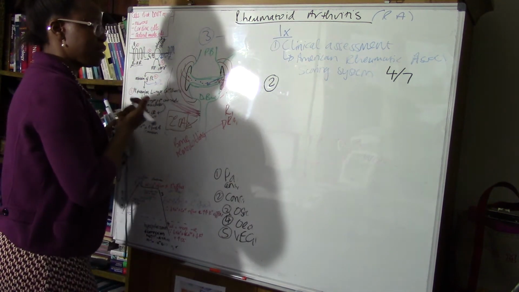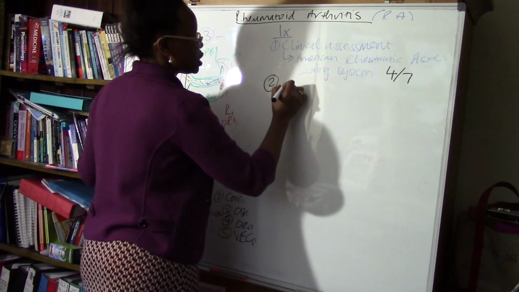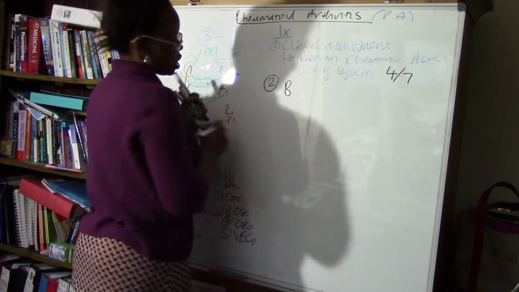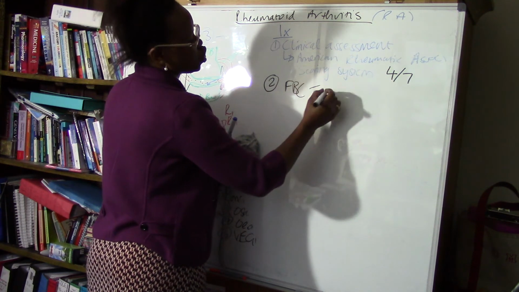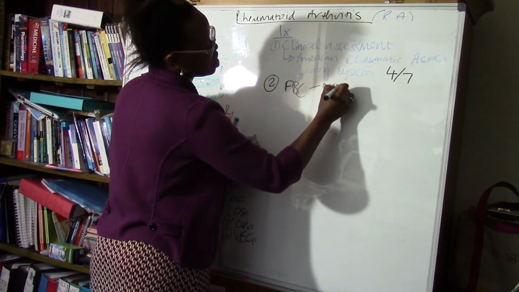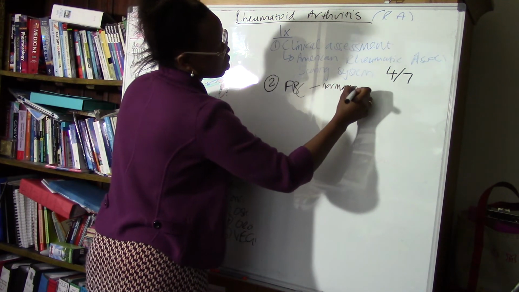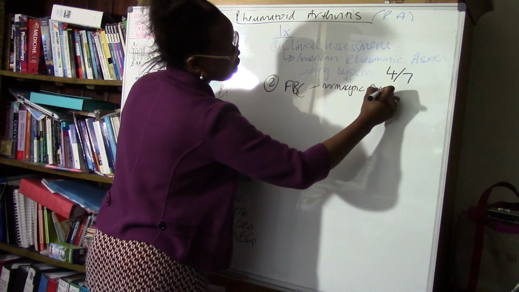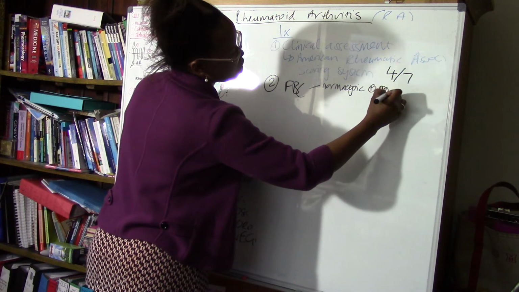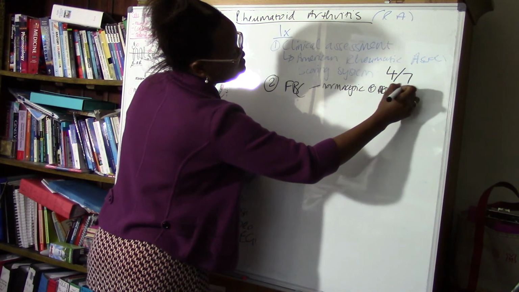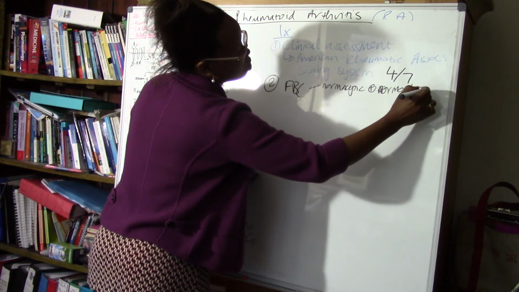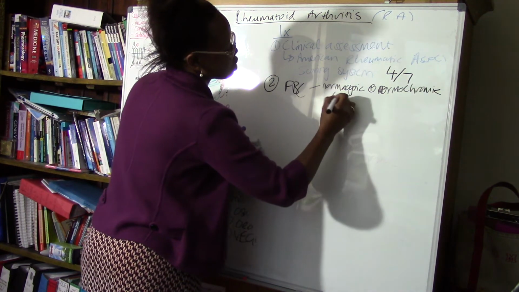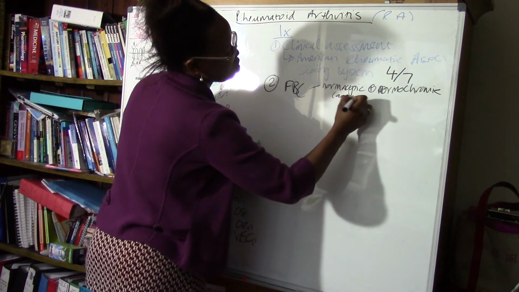The other investigations that are actually used are a full blood count that will show normocytic, normochromic anemia, which is obviously the anemia of chronic disease. Normochromic is obviously anemia of chronic disease.